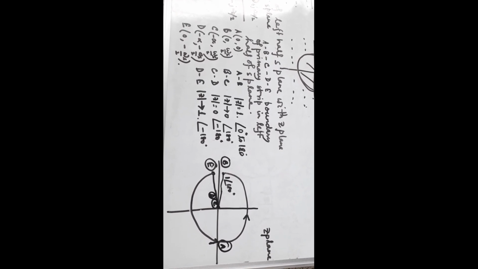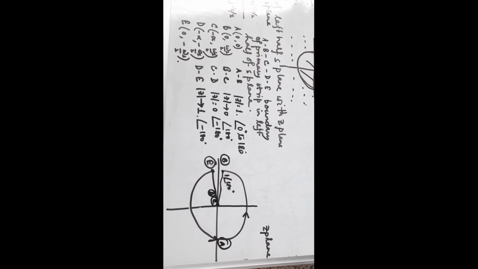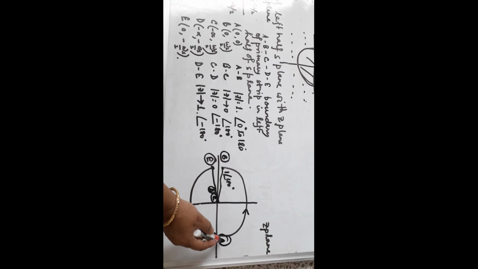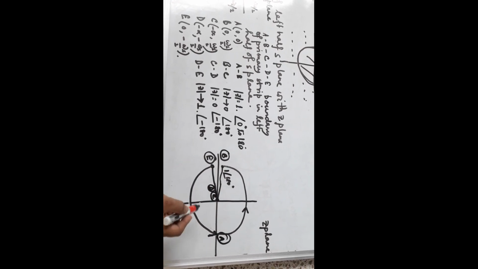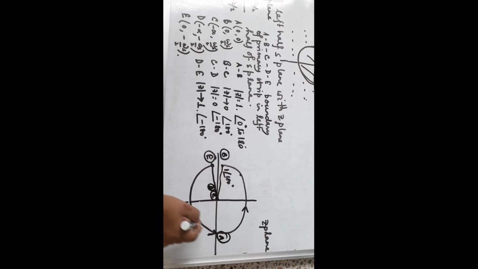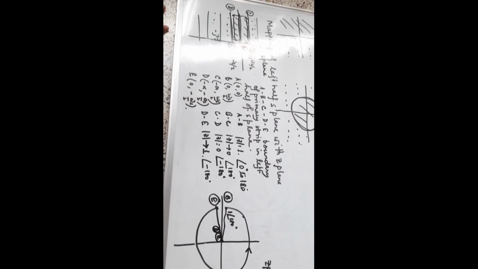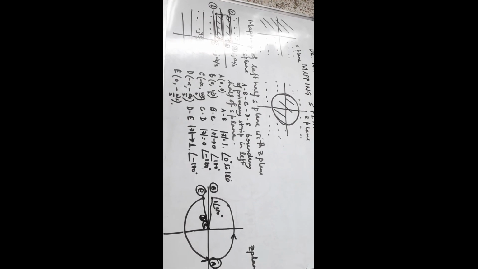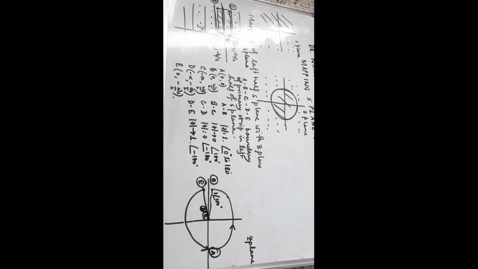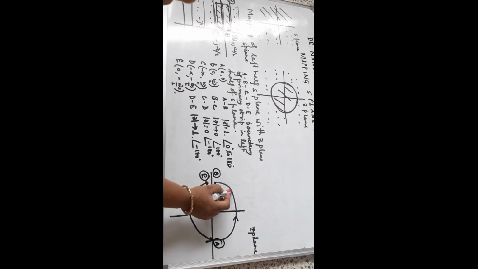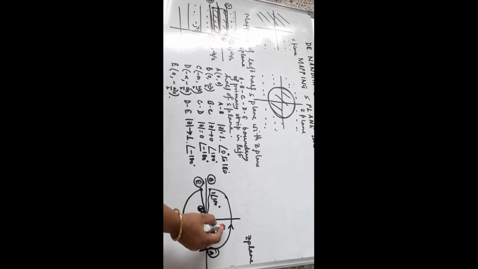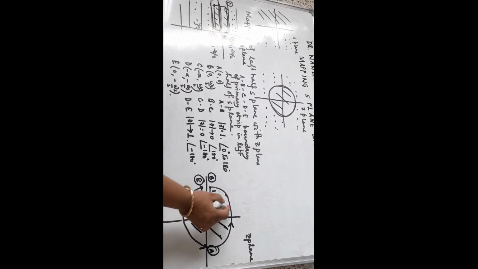So from this, it is evident that the boundary ABCDE, which is the boundary of the primary strip in the left half of the S-plane, in the Z-plane also, this ABCDE boundary is the periphery of the unit circle. So we can say that the primary strip of the left half of S-plane can be represented by the interior of the unit circle.